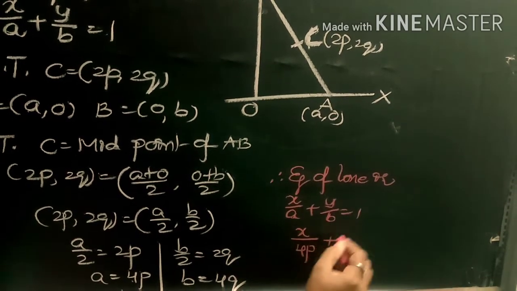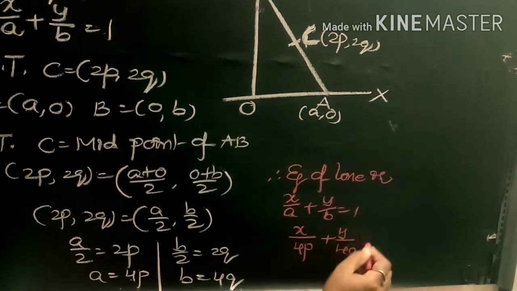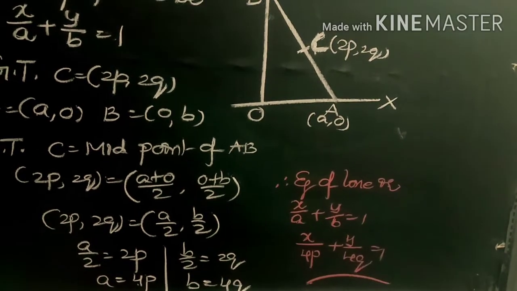That is x by 4p plus y by 4q is equals to 1. That's all. This is the required answer.